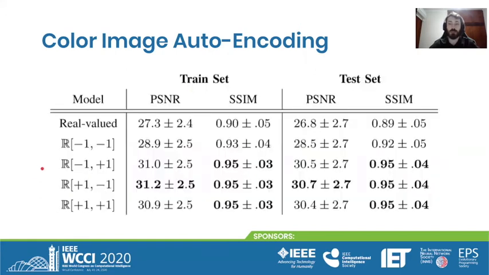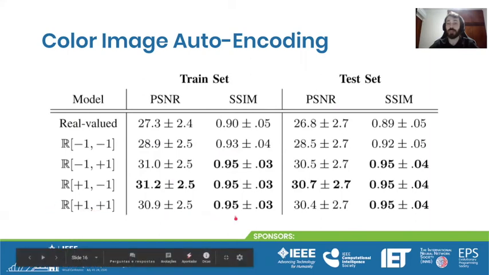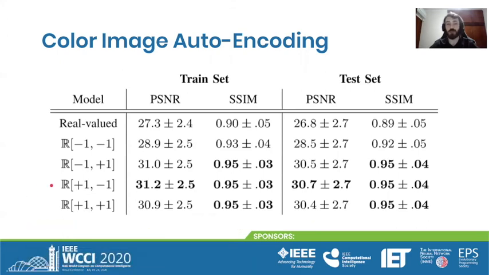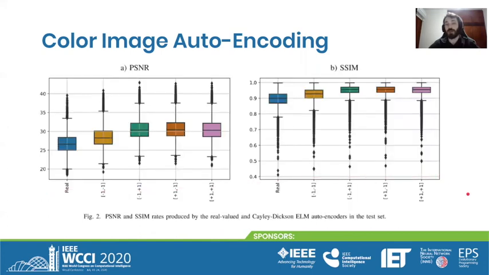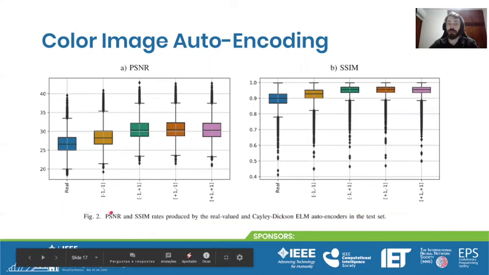Now, for metrics we chose the peak signal to noise ratio and the structural similarity. Here we can clearly see that the real valued model and the quaternion model were vastly outperformed by the other three Cayley-Dickson models, both on the training set and the test set. And the algebra R(+1,-1) outperformed each one of the others. So this was our best performer here. By showing the box plot of the results, we can also see that the real and the quaternion models are below the average for the others.